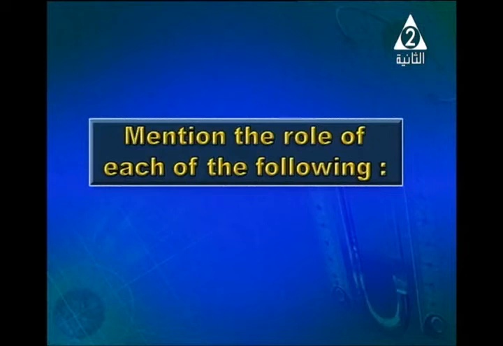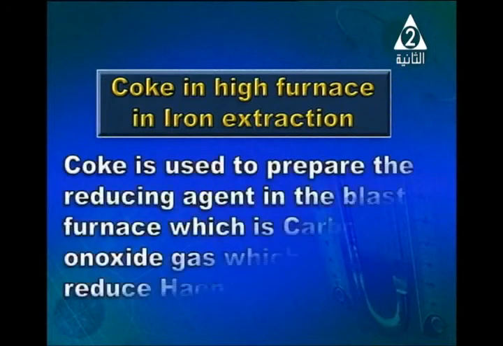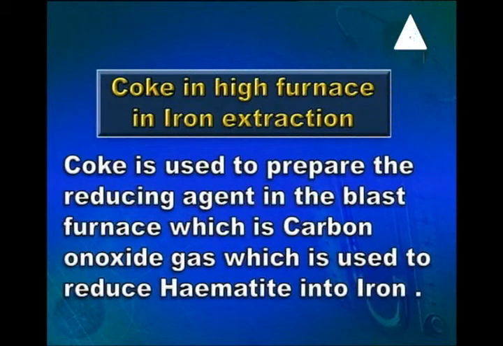Mention the role of each of the following. Coke in the blast furnace in iron extraction. Coke is used to prepare the reducing agent in the blast furnace, which is carbon monoxide gas, that is used to reduce hematite into iron.